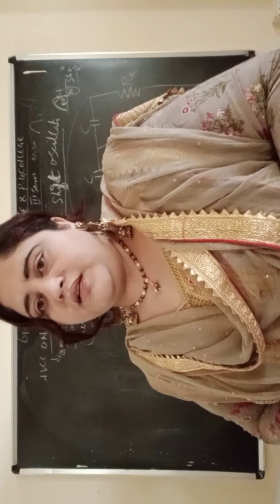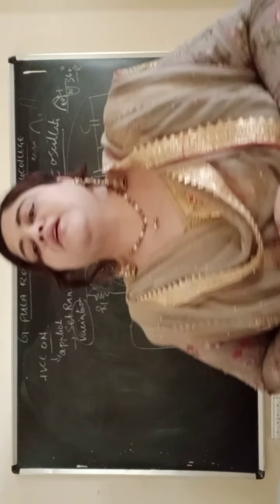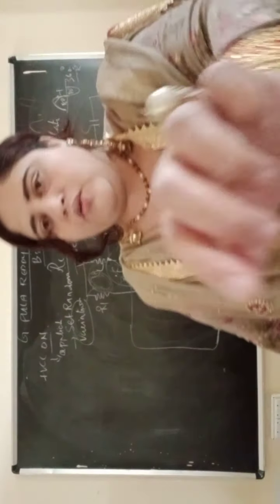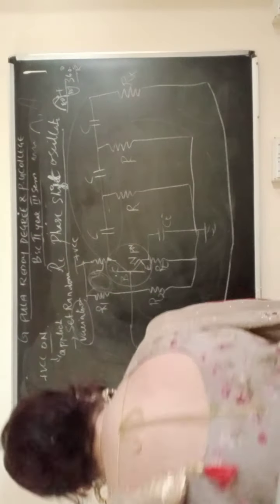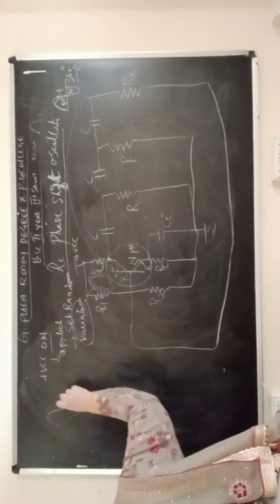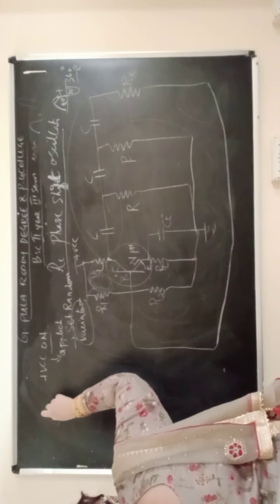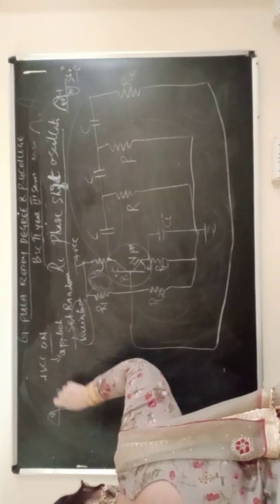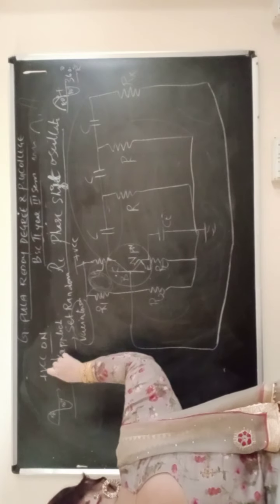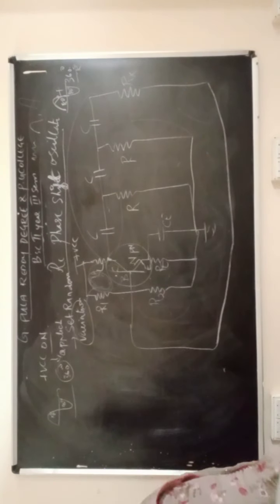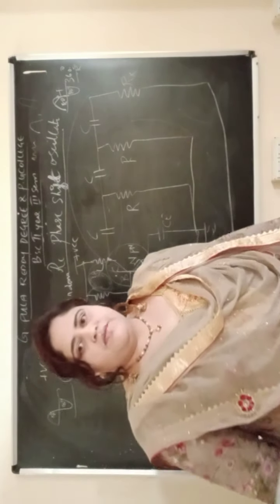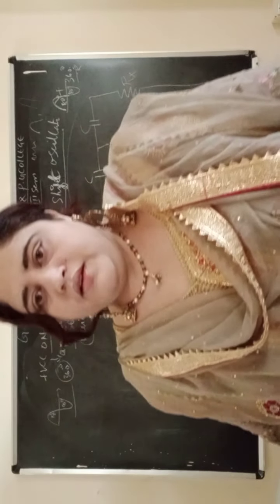So by this, the output of the phase shift oscillator is now generated in the form of a sine wave with 180 degree plus 180 degree, that is 360 degrees. Finally, the output of the RC phase shift oscillator is in the form of a sine wave.